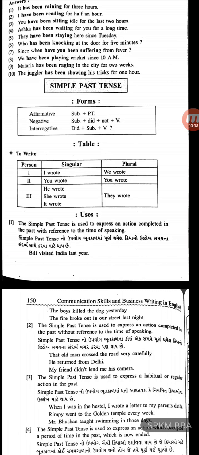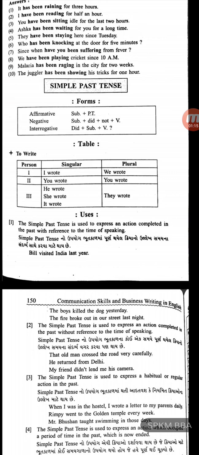How to write a simple past tense for a single person? Singular, I wrote. Plural, we wrote. For two persons, singular, you wrote. For two-person plural, you wrote. For three-person singular, he wrote, she wrote, it wrote. Plural, they wrote. Now we will understand what is the past tense.